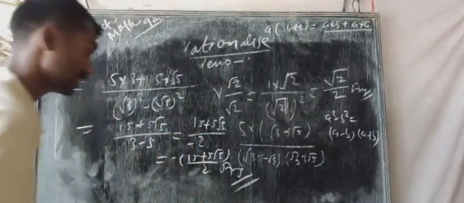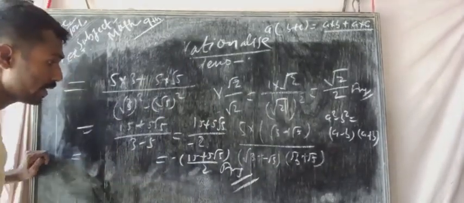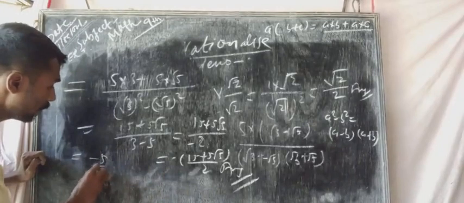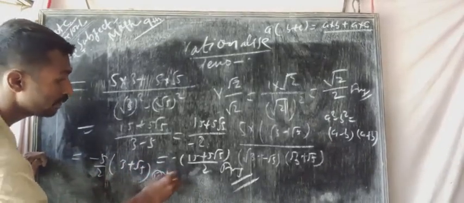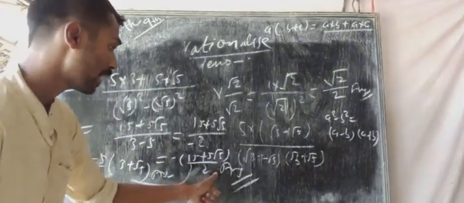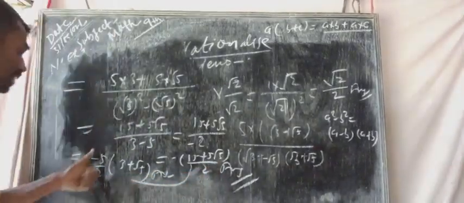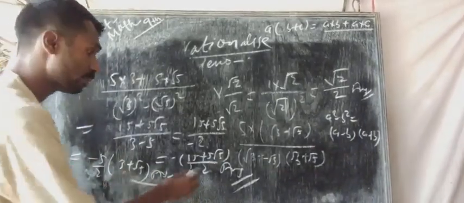Is the final answer. It can also be written as minus 5 by 2 and 3 plus root 5. This can also be written like that: 15 plus 5 root 5 by 2 can be written as minus 5 by 2 multiplied by 3 plus root 5. Doesn't matter, both have the same value.